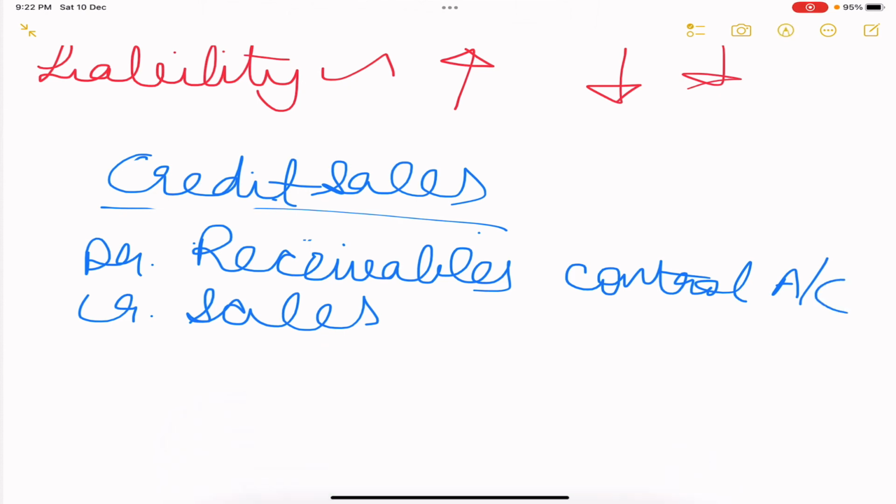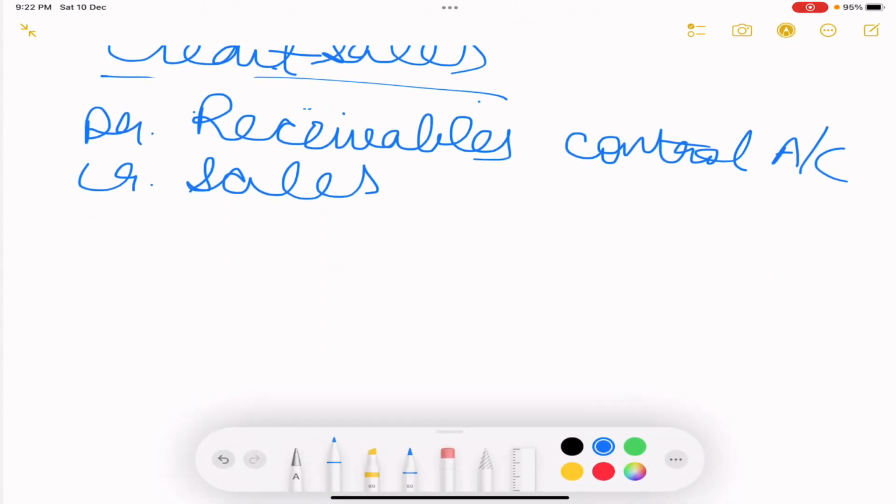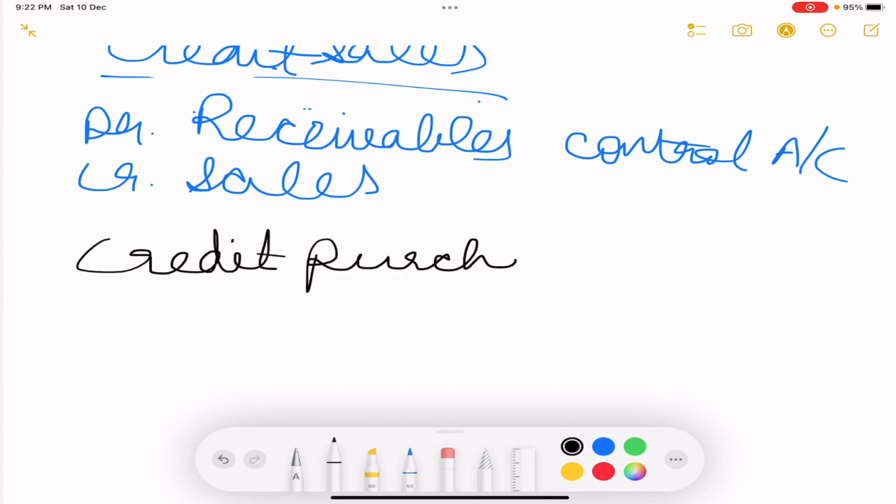Okay, and what about credit purchases? Now I think you can do it by yourself. What is the journal entry of credit purchases? It is just like how you make a credit purchase entry of payables, right?